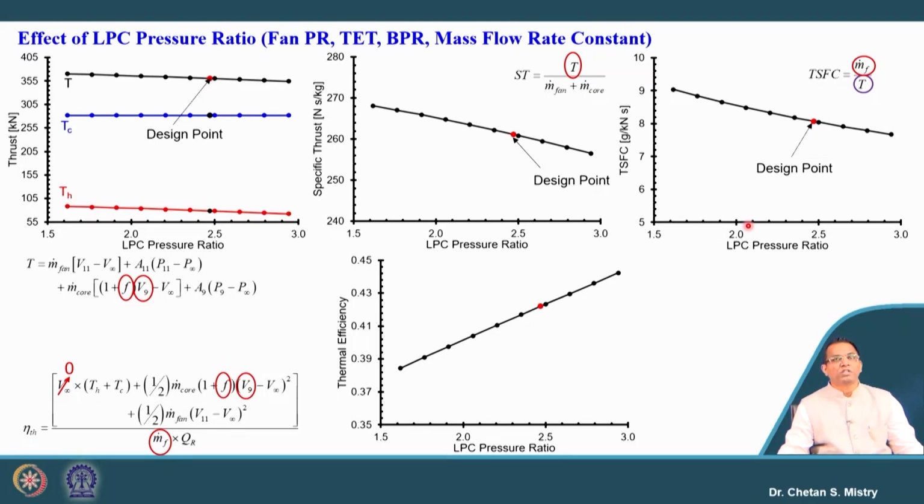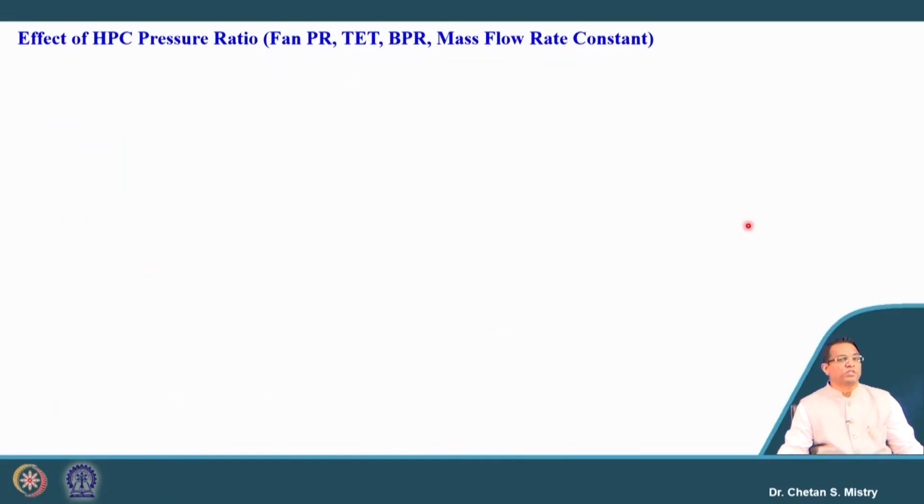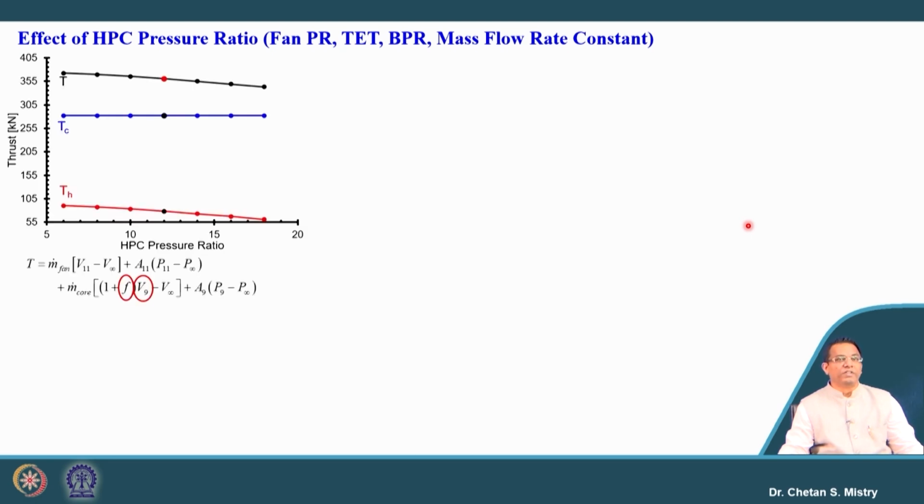Okay. Now, let us look at what is happening with my HP compressor pressure ratio. Can you guess what will be the change here? If we are keeping our fan pressure ratio, LP compressor pressure ratio, turbine entry temperature, bypass ratio and mass flow rate constant, under this configuration we will not have a major change in the cold thrust, but the hot thrust will be reducing. Again, this is in relation with the work developed by the engine, both for our HP turbine as well as for the LP turbine.